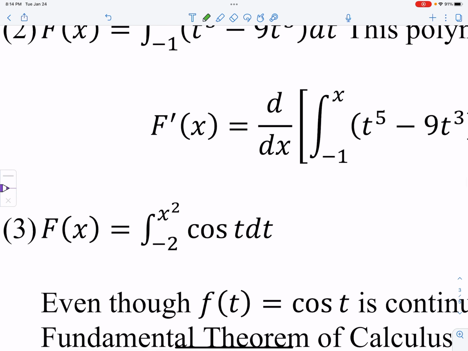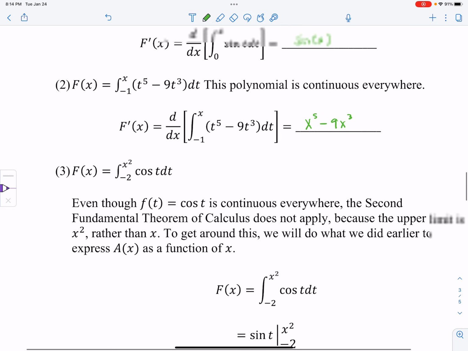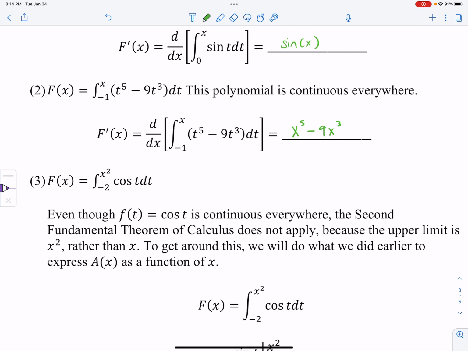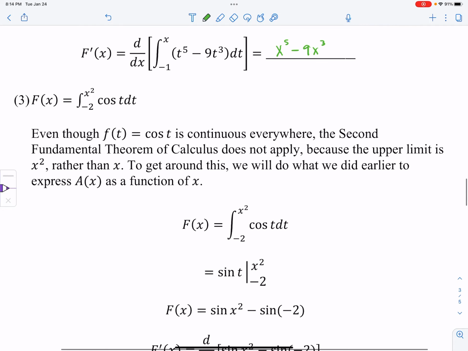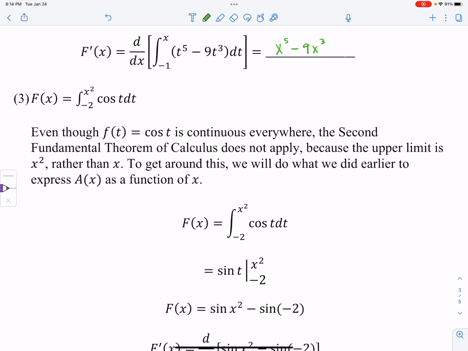Next example, slightly different. This isn't just x. This is x squared. So at first glance, the second fundamental theorem of calculus does not apply. Technically does not apply. I'm going to show you how you can think of a more general second fundamental theorem of calculus being applied. But let's work through this using what we know. Because the upper limit is x squared rather than x, technically the second fundamental theorem of calculus doesn't apply.